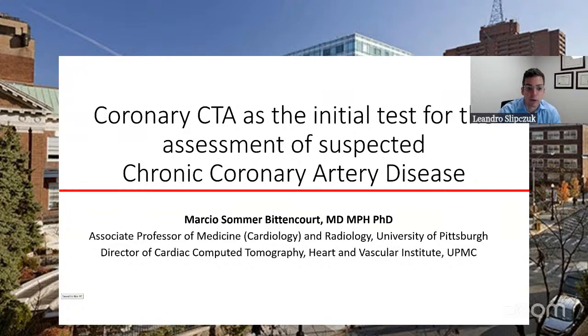Today we have Dr. Marcio Bittencourt, who will be speaking about coronary CTA as the initial test for the assessment of suspected chronic coronary artery disease. It's a real pleasure to have Dr. Bittencourt here with us today.